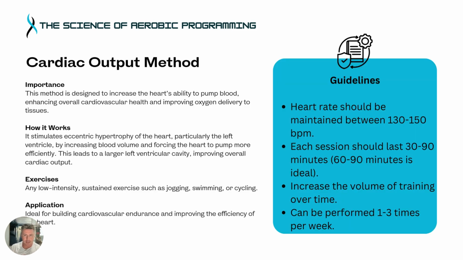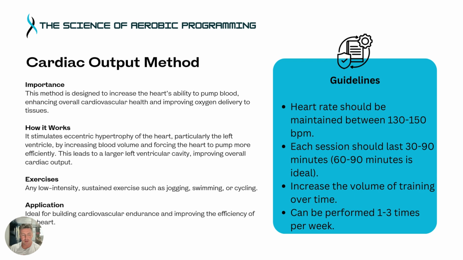So the first one is the cardiac output method. This is the easiest one in the world. This is also considered low intensity steady state exercise. It's designed to increase the heart's ability to pump blood, enhance overall cardiovascular health, and improve oxygen delivery. And for each of these methods, we're going to have the mechanism there. So it stimulates the eccentric hypertrophy of the heart, particularly the left ventricle, leads to a larger cavity, which means higher output. We don't have to stress about that too much, okay?